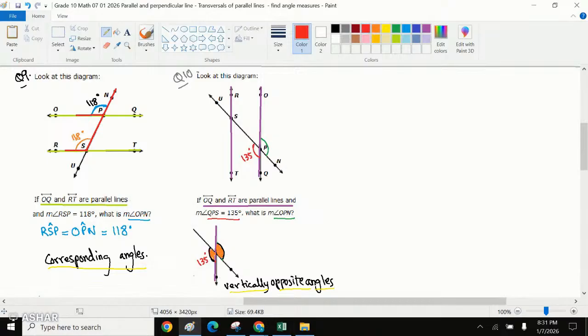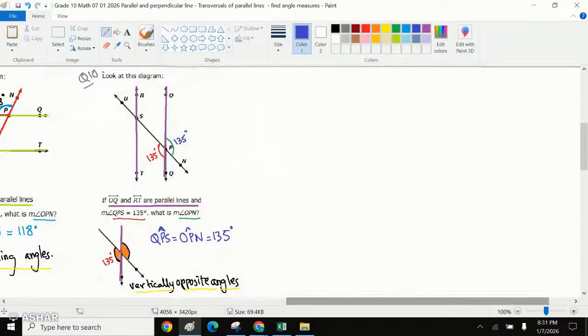But still we need to find the value. So can we say that if this was 135, then this should be 135? So we need to give the statement QPS, this angle, was equal to OPN, and they both were equal to 135 degrees. Okay, we need to give the answer. We need to identify the answer.